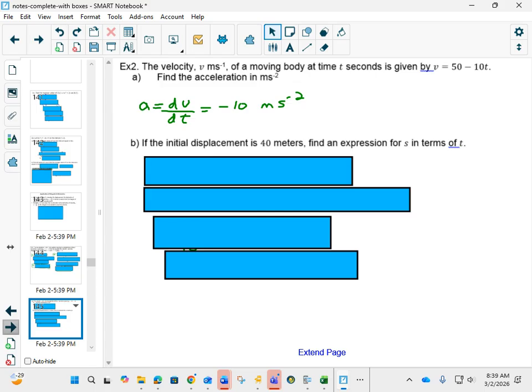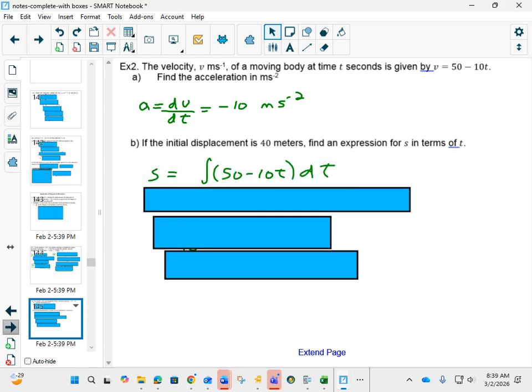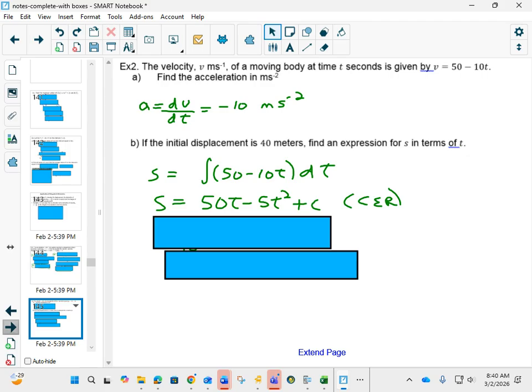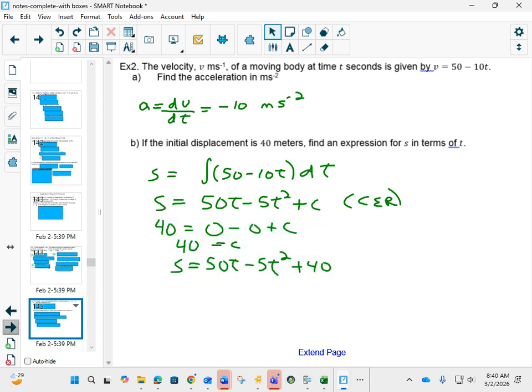If the initial displacement is 40, so that means when time is 0, s is 40, find an expression for s. So we can integrate our velocity. You wouldn't have to write this step. You could probably directly go to here and that would be fine. Plug in 0, solve for c, and you can write your equation.